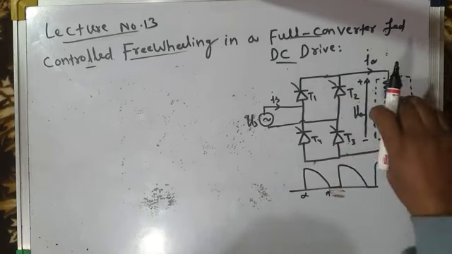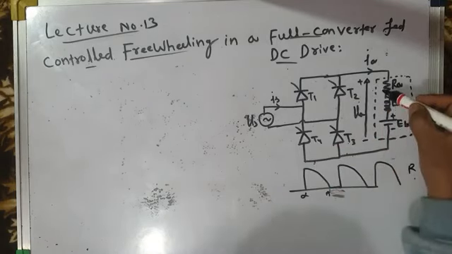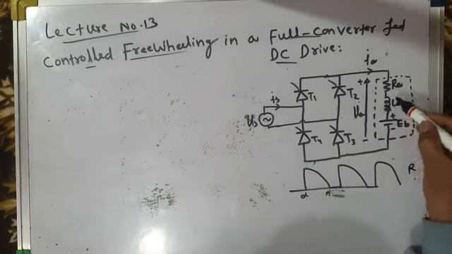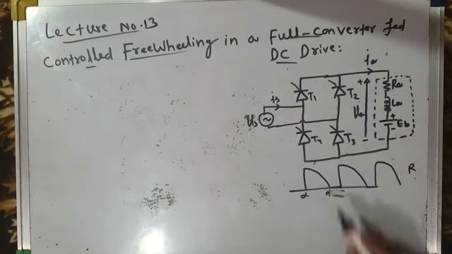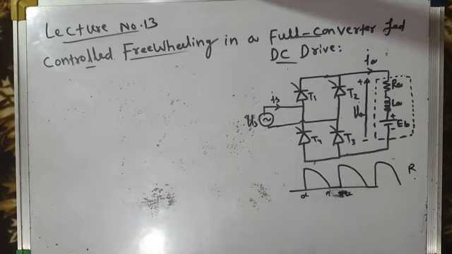Maximum of that electrical power is converted into mechanical power, which drives the load. A small power is wasted in the armature circuit resistance as Ia square R loss, copper loss, and some power is stored in the armature circuit inductance. And then from pi to pi plus alpha, our load voltage is not negative, it is zero.